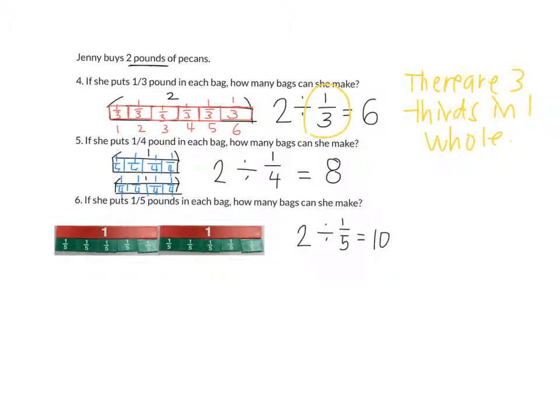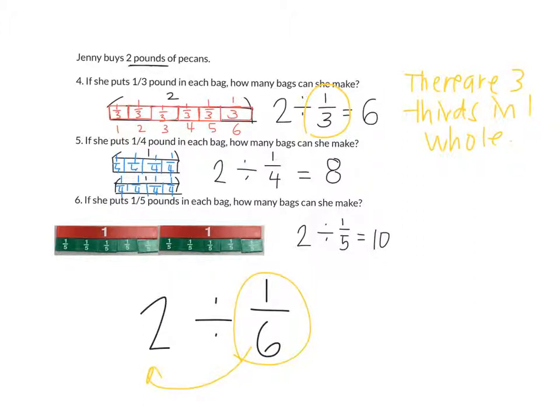Okay. How many fourths are there in one whole? 4. So how many fourths are there in 2 wholes? 8. See how that works? How many fifths did I show that were in one whole? 5. So how many fifths are there in 2 wholes? 10. Okay, very good. And that's what we're doing when we divide a whole number by a unit fraction. We're asking how many of those unit fractions can fit inside the whole.